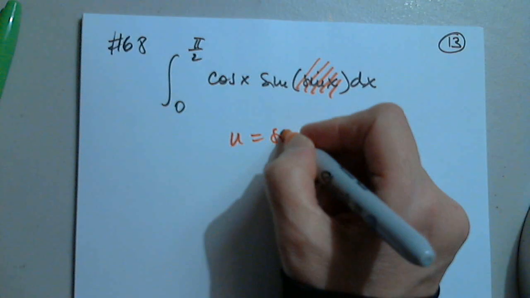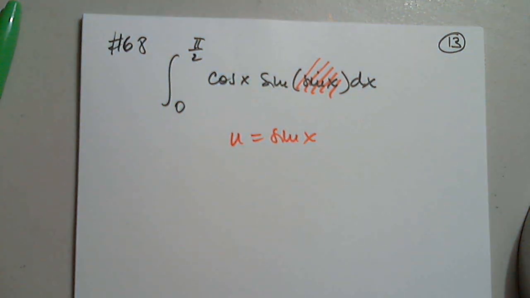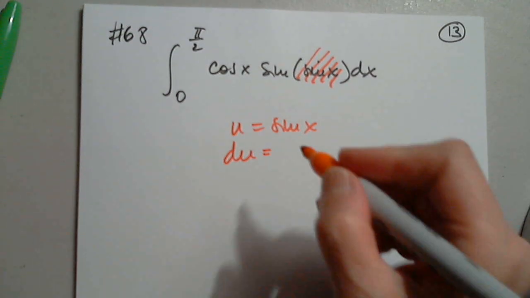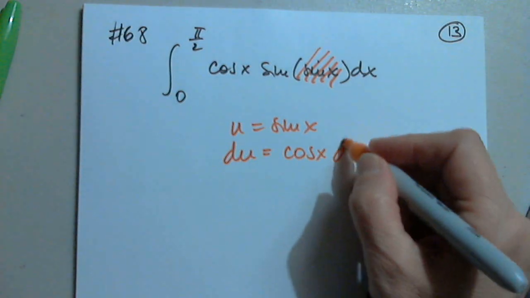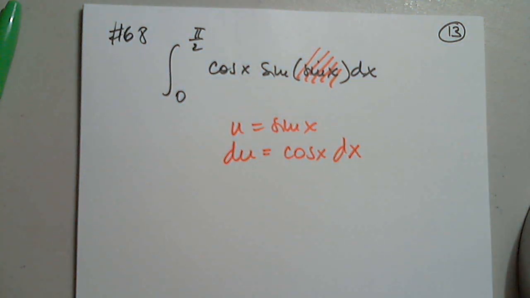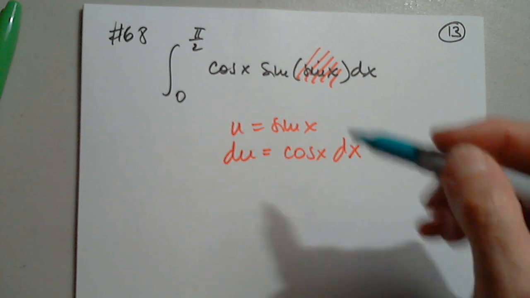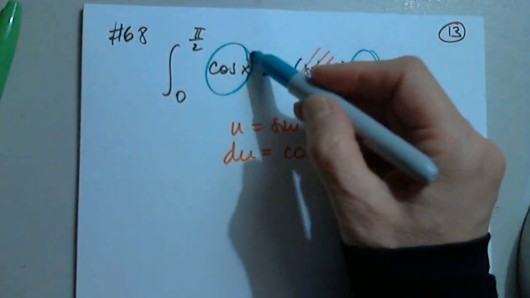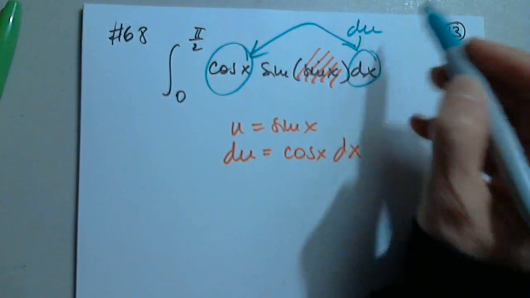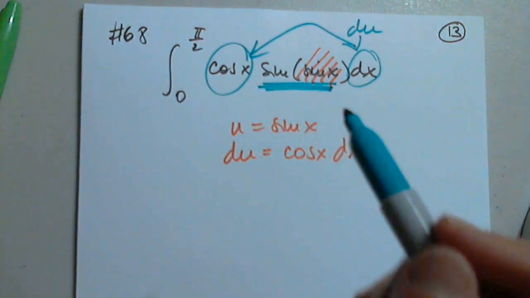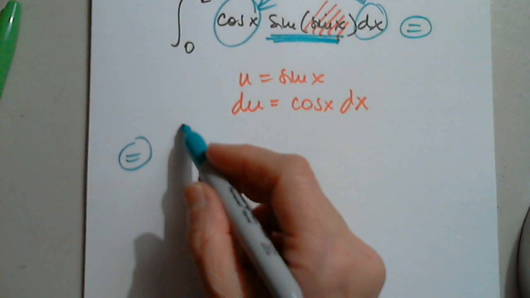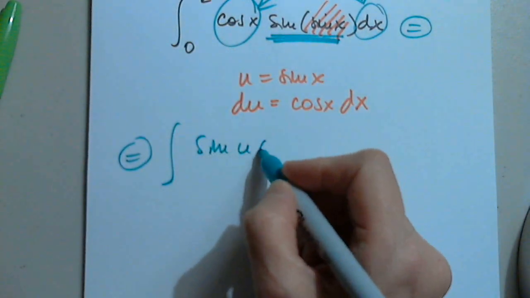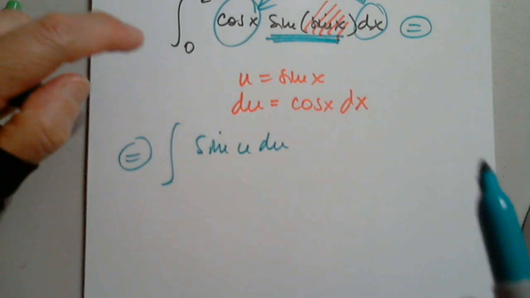So I will say let u equal sine x. But I have to find du. So cosine. No? Cosine x dx. Excellent. Great job. So then cosine x dx is right here. So these two will be my du. What about this? What do I change this into? No leftovers. Sine u. Yes. Sine u du. Excellent.